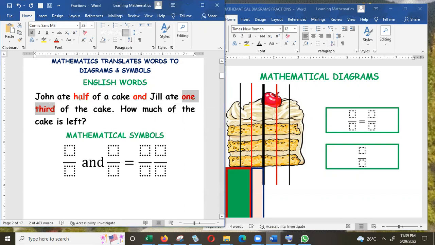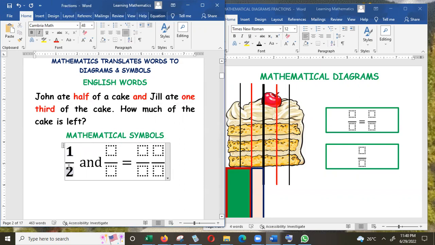So John ate half of a cake. So the mathematical symbol for half is 1/2, a half. And Jill ate 1/3 of the cake. The symbolic translation for 1/3 is the number 1/3.